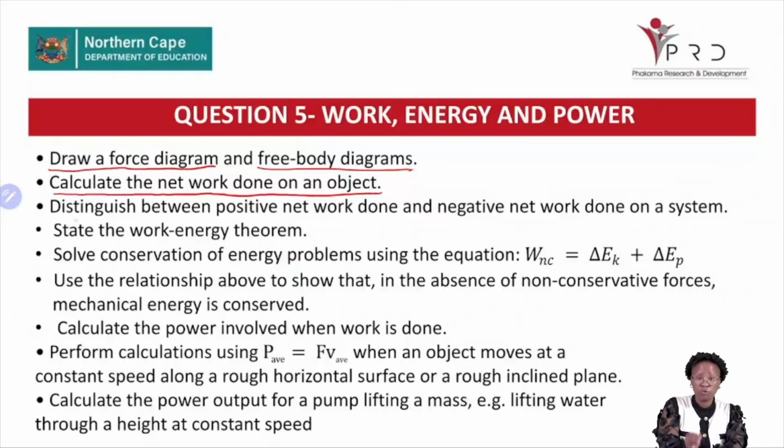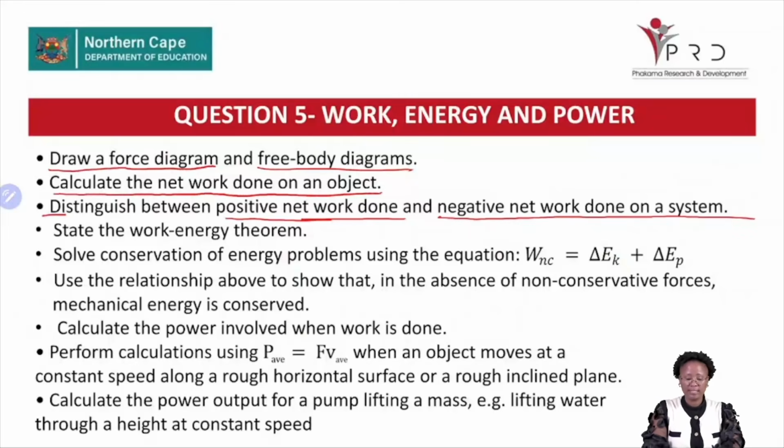That is what I will try to show you. You also need to be able to distinguish between a positive net work done and a negative net work done on a system. Remember, because work is energy, it is a scalar quantity, it's not a vector quantity, therefore it does not have direction. So what does the positive work done mean? What does the negative work done mean? It simply means that with positive work done, energy is added into the system, and with negative work done, energy has been removed out of the system. You also need to state the work energy theorem.